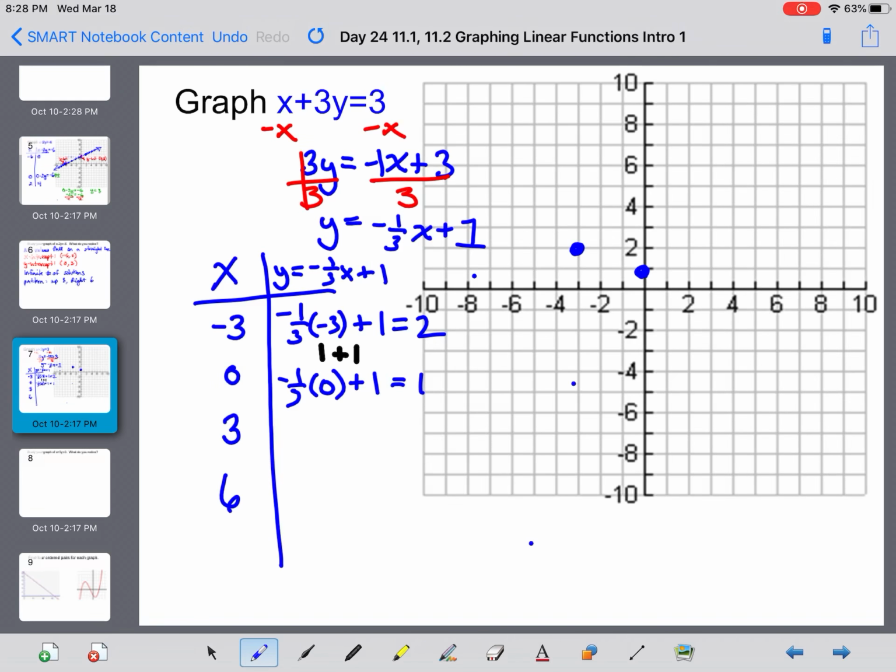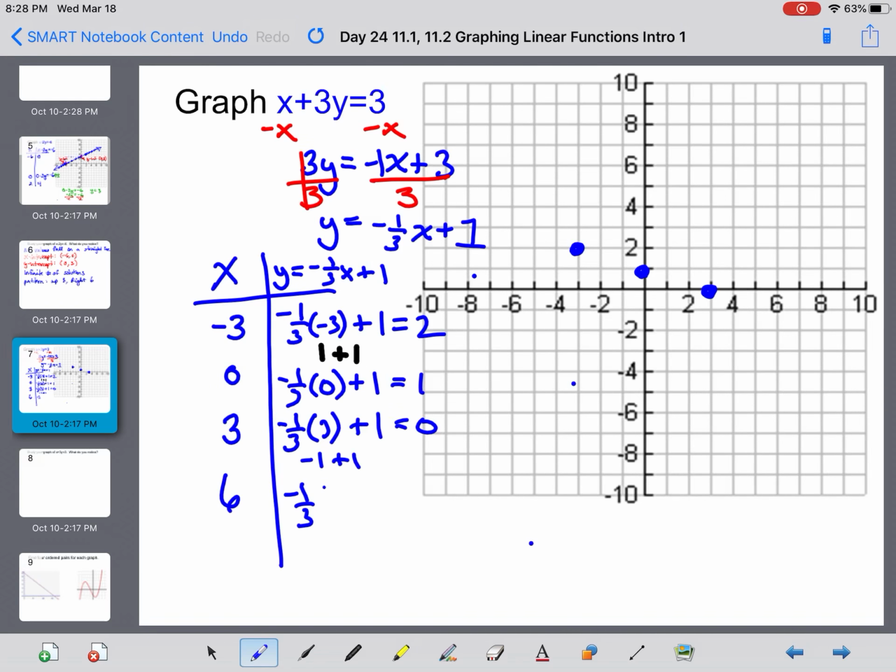Let's plug in 3. So -1/3 times 3 plus 1. -1/3 times 3, that's going to be -1. And -1 plus 1 looks like it's going to give me 0. So I'm going to have the point (3, 0). I'm getting happy right here because those points are now starting to fall in a straight line.